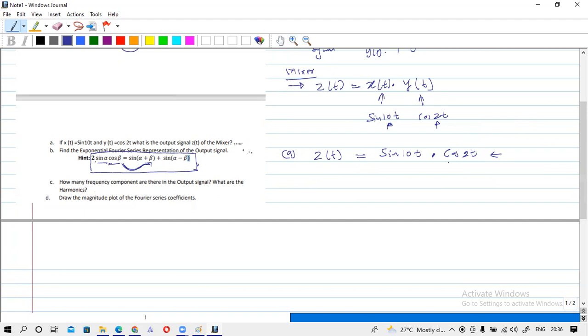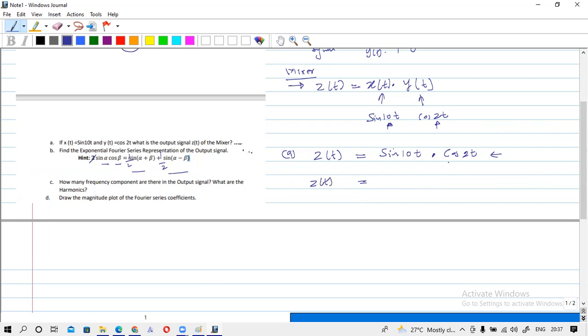Here you can see that 2 sine alpha cos beta is equal to sine alpha plus beta plus sine alpha minus beta. So you can divide this side by 2, and you also have to divide this side by 2. So here you have half sine alpha plus beta and half sine alpha minus beta. Now this 2 will be cancelled out. So you have sine alpha cos beta, then you have some sine terms, so you can directly use them.